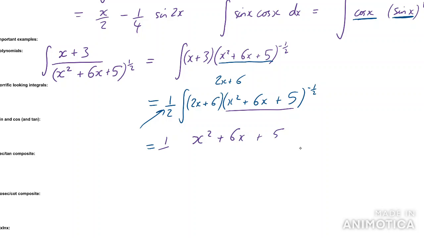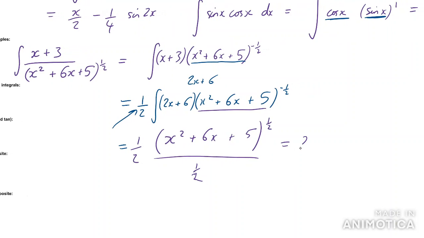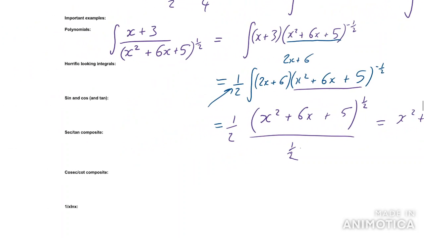Still got this half on the outside, and we add 1 to the power, so that becomes a half, and divide by the new power. So that's divided by a half. In other words, that cancels, and so the answer is just x squared plus 6x plus 5. Obviously, plus c in general. I'm not going to include those in this video just because it's a bit of a waste of time if I'm constantly writing plus c.